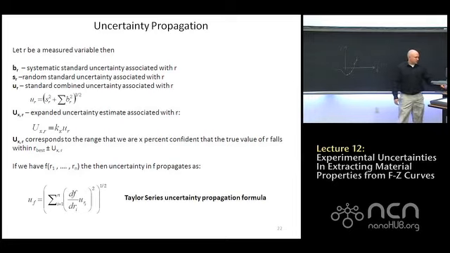To go from random and systematic uncertainties to this combined standard uncertainty, which is again just terminology from the GUM, it's just the square root of the sum of squares of those as well. What's the GUM? The Guide to the Expression of Uncertainty in Measurement, the ISO standard for doing this.